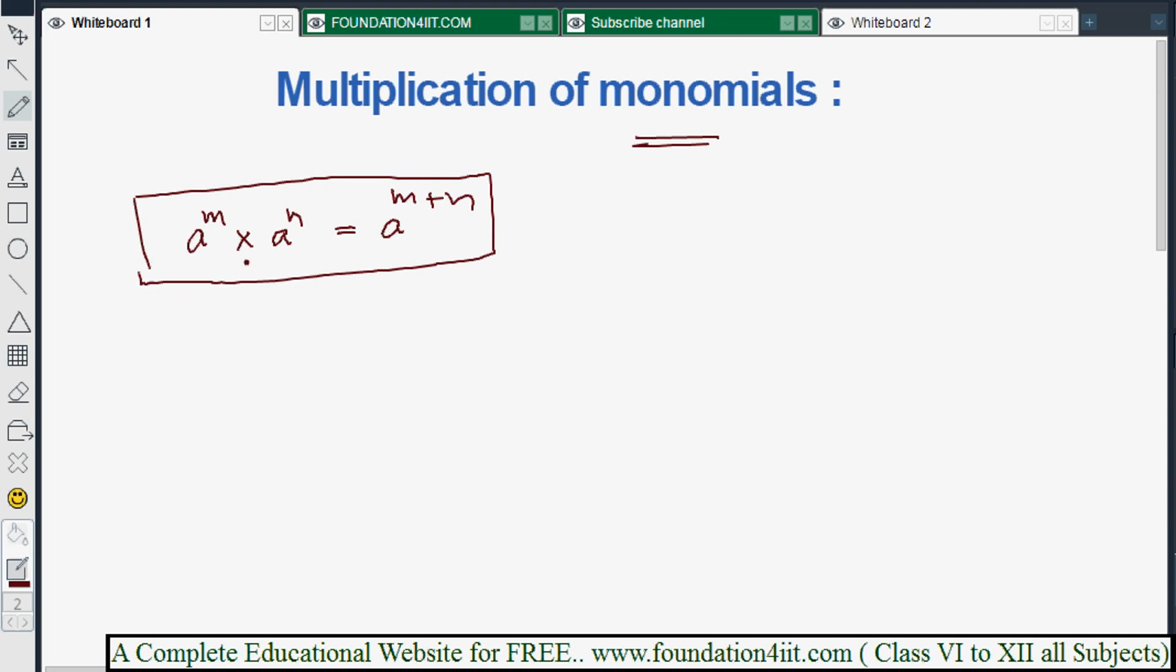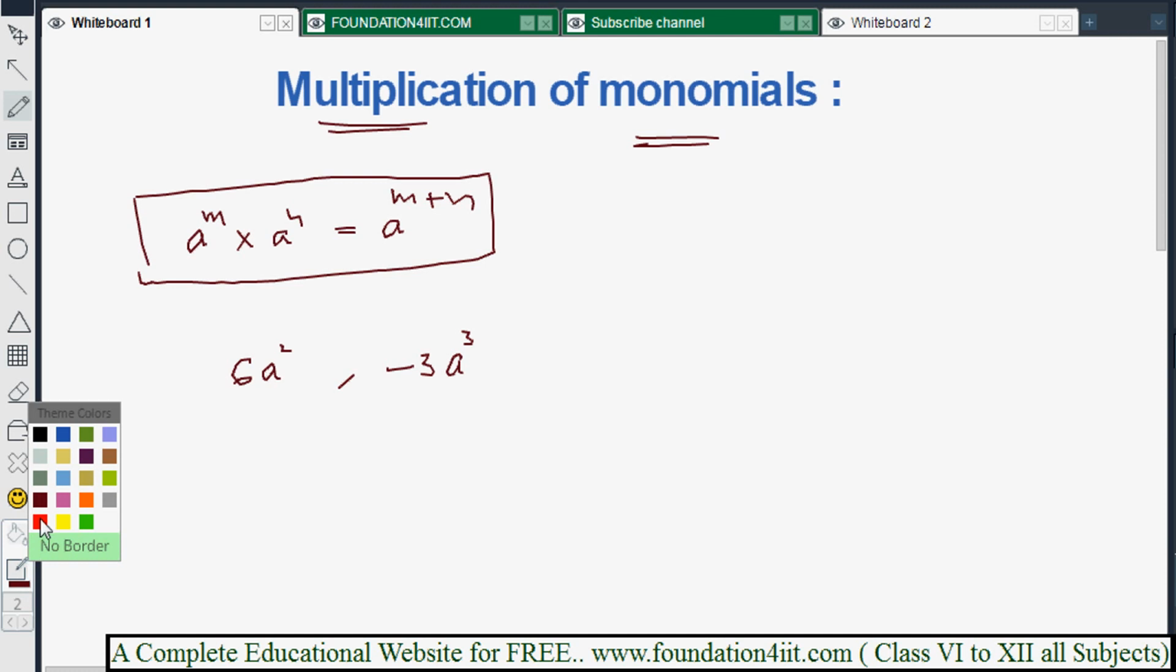So let me explain. Monomial means a term which is having only one term. How to multiply? If you take two terms, one is 6a square and another term is minus 3a cube, I need to multiply both monomials. There are three important rules. First we need to multiply sign, then numerical, then variable. Whenever you multiply monomials, just remember these three rules.